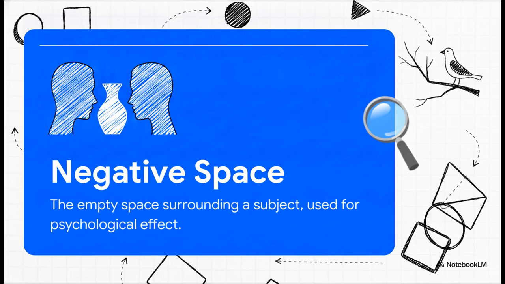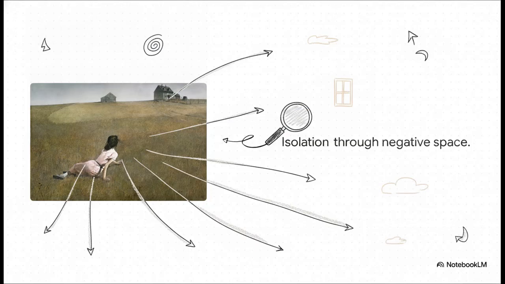Empty space carries immense emotional weight. It can be a phenomenal storytelling device. Take Andrew Wyeth's famous painting, Christina's World. Do you see how he places the subject all the way down at the bottom, incredibly far away from the farmhouse at the top? He's utilizing massive amounts of empty, negative space, all that grass, to make her feel completely isolated and psychologically vulnerable. The space itself is doing the heavy lifting.